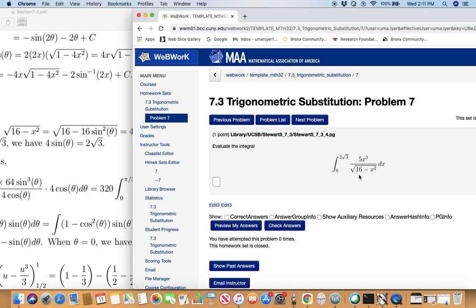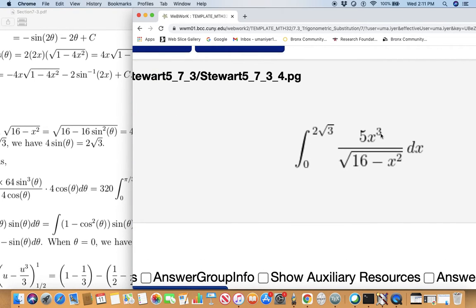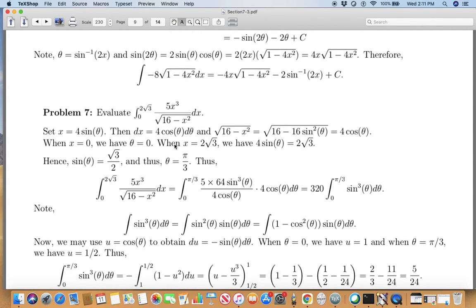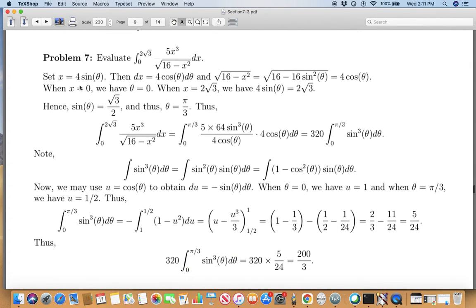Definite integral 0 to 2 root 3 of 5x cubed over all of this. This tells me because it's a minus x squared, x is going to be a sine theta. How many sine thetas? Square root of this, 4 sine theta. So begin with x equals 4 sine theta. Then dx is 4 cosine theta d theta. What about square root of 16 minus x squared? That is 16 minus 16 sine squared. 16 is common, 1 minus sine squared is cosine squared. Overall, taking square root, you get 4 cosine theta.